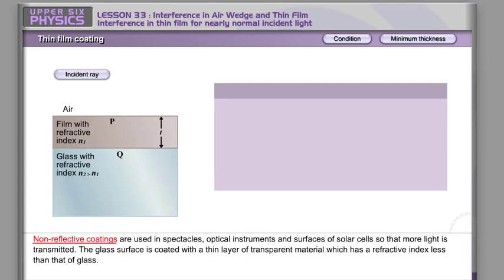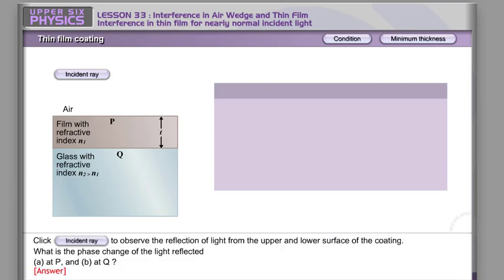Non-reflective coatings are used in spectacles, optical instruments, and surfaces of solar cells so that more light is transmitted. The glass surface is coated with a thin layer of transparent material which has a refractive index less than that of glass. Click the Incident Ray button to observe the reflection of light from the upper and lower surface of the coating. What is the phase change of the light reflected? A at P and B at Q.